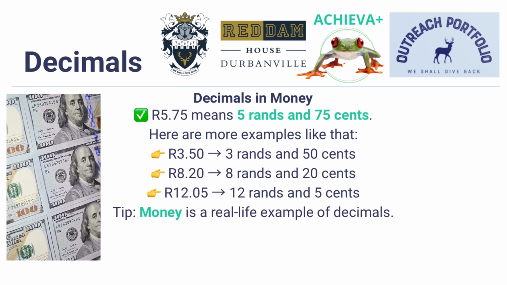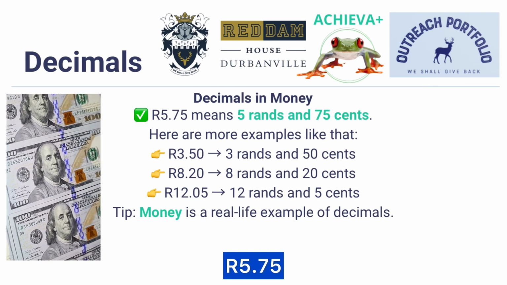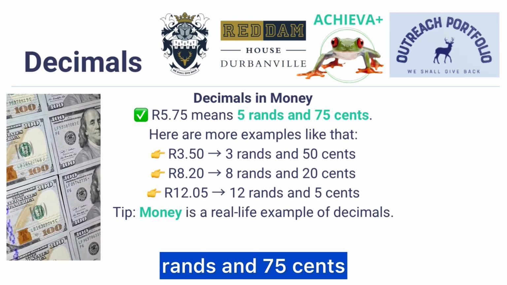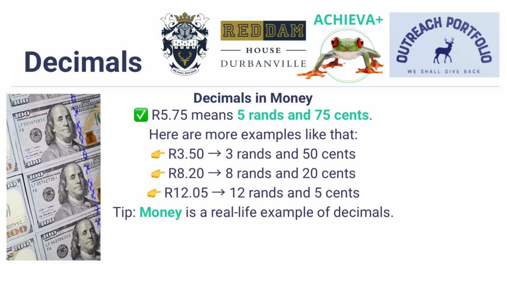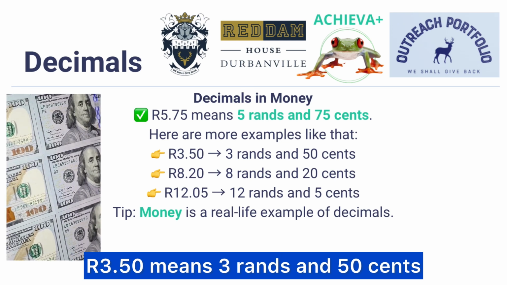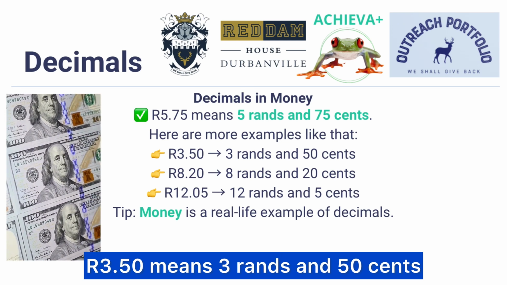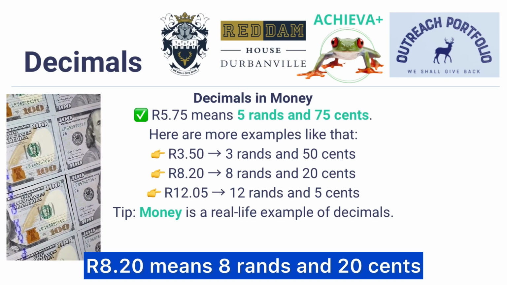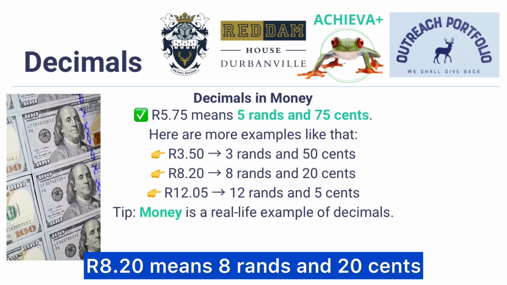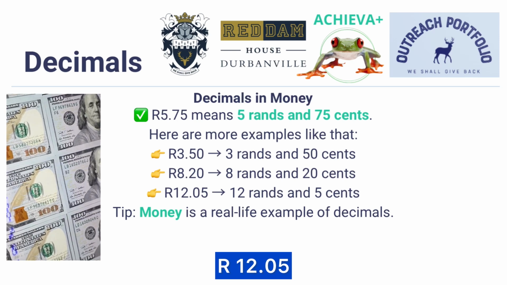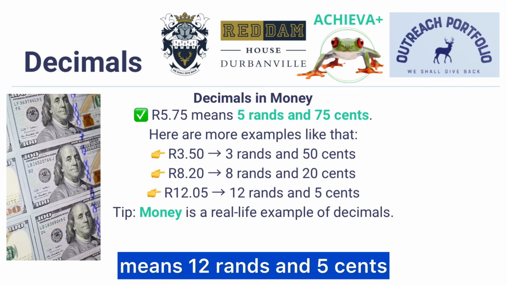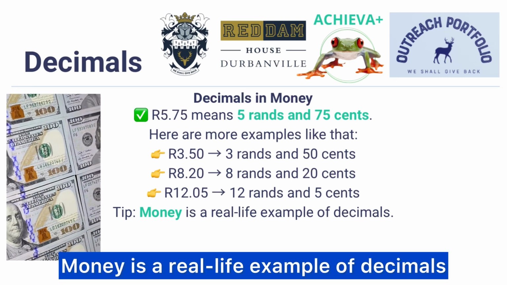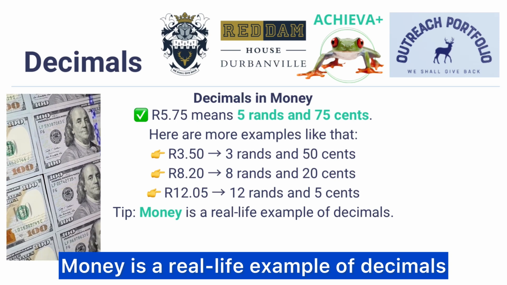Decimals in money. 5.75 means 5 rands and 75 cents. Here are more examples like that. 3.50 means 3 rands and 50 cents. 8.20 means 8 rands and 20 cents. 12.05 means 12 rands and 5 cents. Here's a tip. Money is a real-life example of decimals.